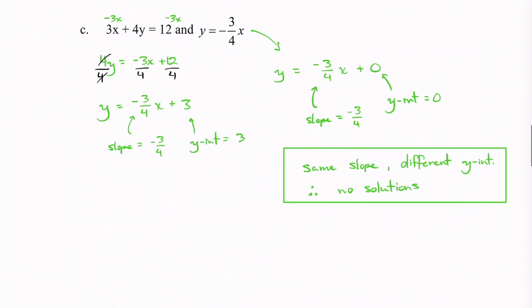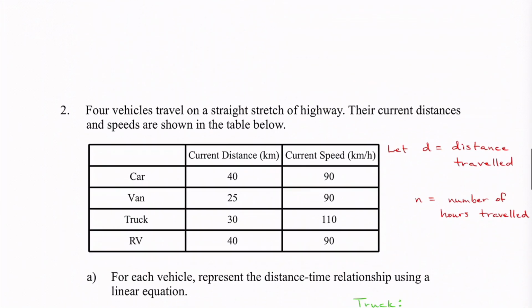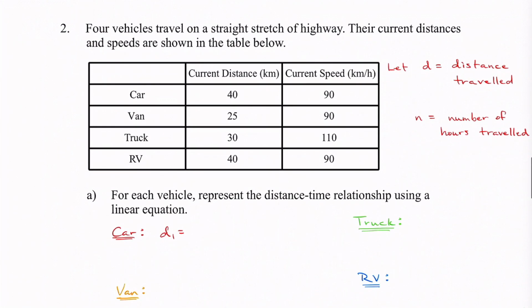Moving from there, we have one last example. So this one says we got 4 vehicles, they're traveling on a straight stretch of highway, and their current distances and speeds are shown in the table below. So we got a car, a van, a truck, and an RV. The car is at the 40 kilometer mark, and it's going 90 kilometers an hour. The van is at the 25 kilometer mark, and it's going 90 kilometers an hour. And then we got some values for the truck and the RV.